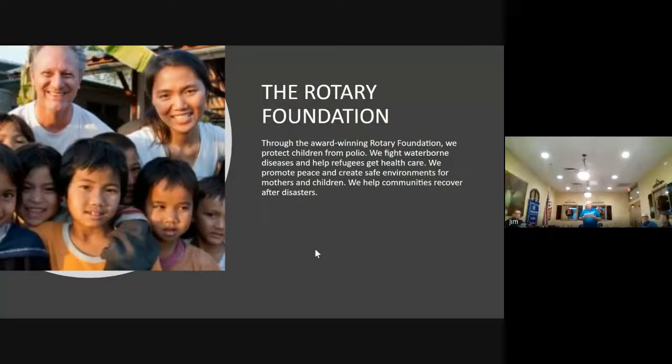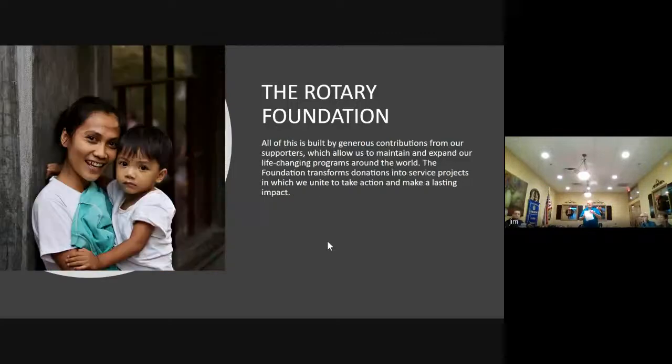The award-winning Rotary Foundation: we protect children from polio, we fight waterborne diseases, and help refugees get health care. We promote peace and create safe environments for mothers and children. We help communities recover from disasters. Go ahead. The Rotary Foundation, all of this is built by generous contributions from our supporters, which allow us to maintain and expand our life-changing programs around the world. The foundation transforms donations into service projects in which we unite to take actions and make a lasting impact. We'll have this added to the bulletin. Go ahead, Corey.